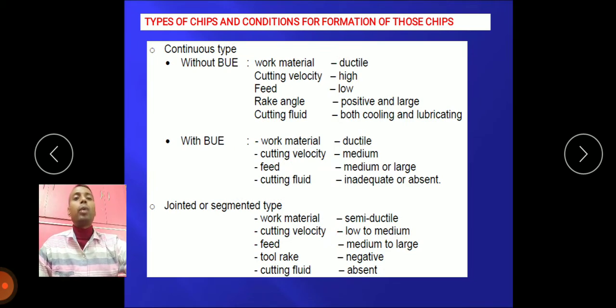Without build up edge: work material is ductile, cutting velocity is high, feed is low, rake angle is positive, cutting fluid is both cooling and lubricating. With BUE, that means build up edge forms when work material is ductile, cutting velocity medium, feed is medium, cutting fluid is inadequate or absent. A jointed or segmented chip: work material is semi-ductile, cutting velocity is low, feed is medium, tool rake is negative, cutting fluid is absent. So this is the chart.